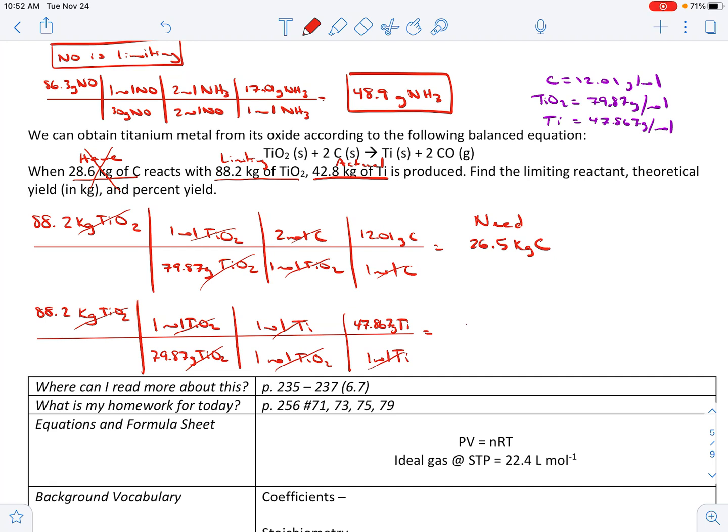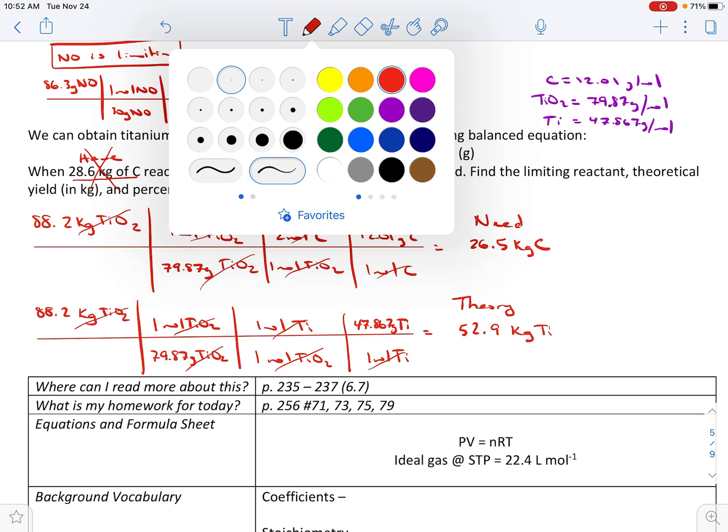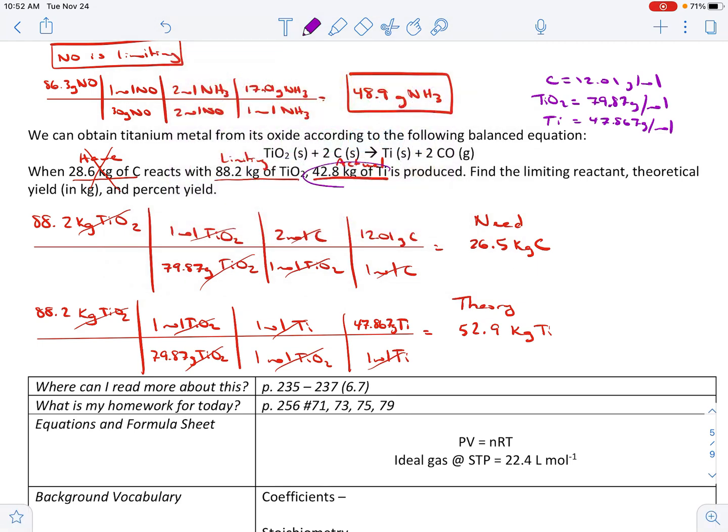And this is going to give us 52.9. This is kilograms. My apologies. This is kilograms of Ti. This is how much we should have gotten. In theory, if we did this, this is what we should have gotten. All right, but what we got was this 42.8.